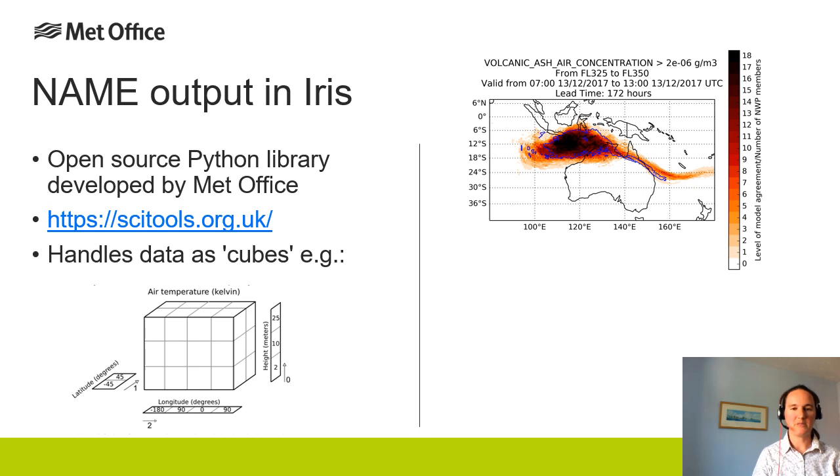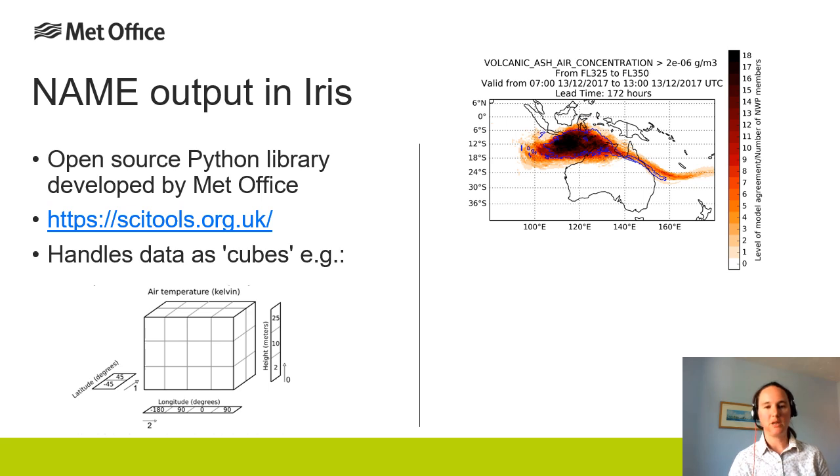So what is Iris? Iris is an open source Python library developed by the Met Office specifically for analysing and visualising large Earth science datasets, initially weather and climate science datasets, but it has now progressed to Earth science datasets. And it handles data as cubes.